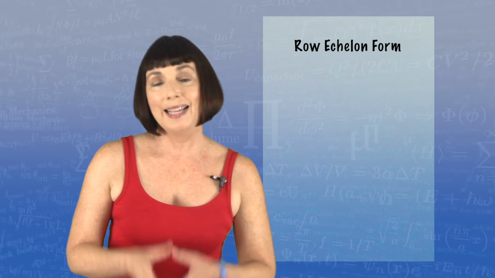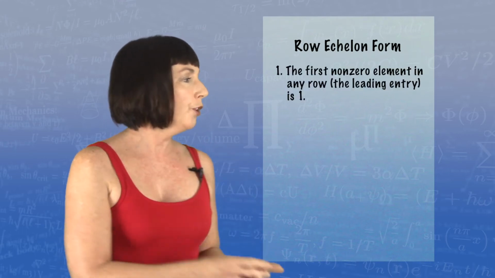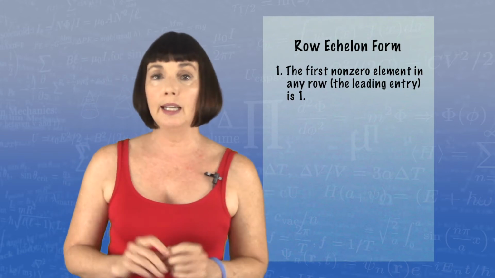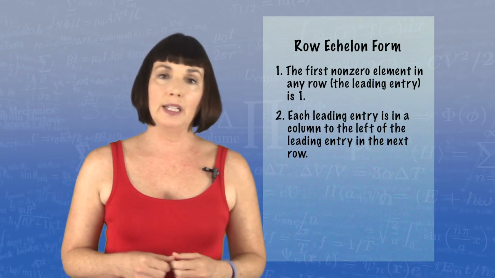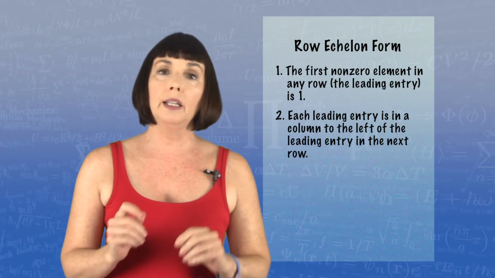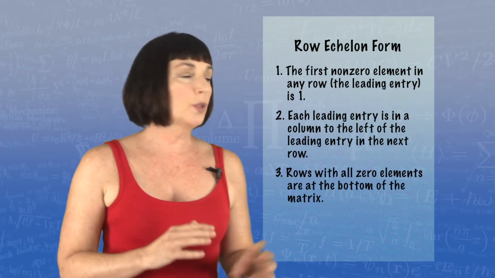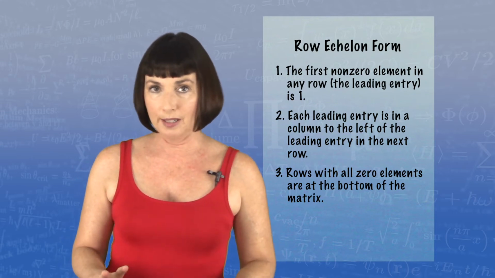A matrix is in row echelon form if the first non-zero element in any row, which is called the leading entry, is 1. Each leading entry is in a column to the left of the leading entry in the next row. And any rows with all 0 elements are at the bottom of the matrix.